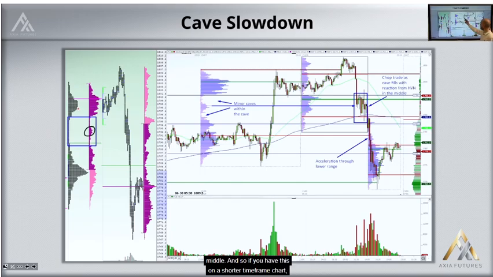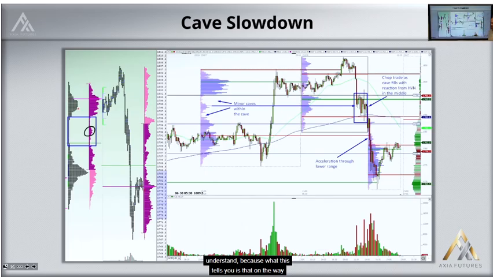And so if you have this on a shorter time frame chart, you would actually see a period of time spent building essentially a continuation pattern within the larger move. This whole pattern just here is shown on a 15-minute chart, but if you take that down to a 5-minute or a 1-minute, you will have a period of time spent in here where volume builds up within the single print, and then you get the next leg of the move.